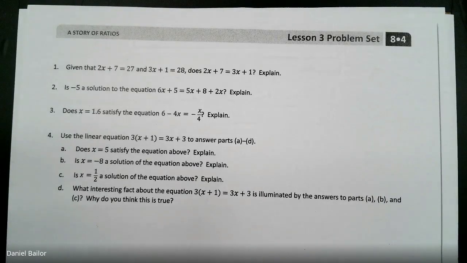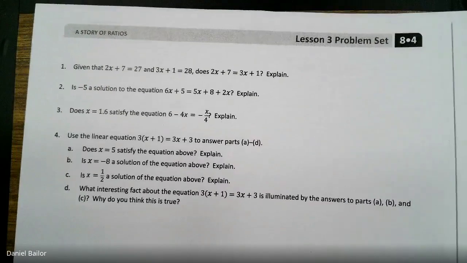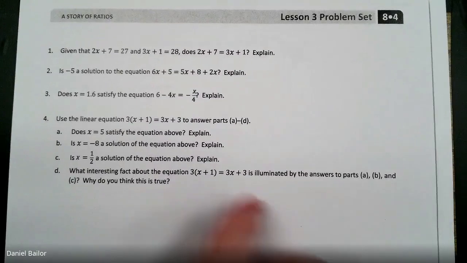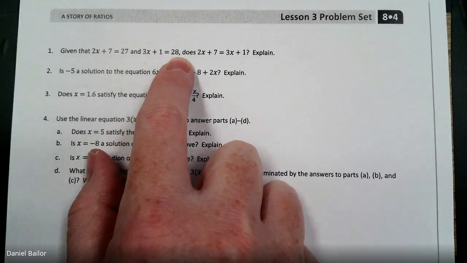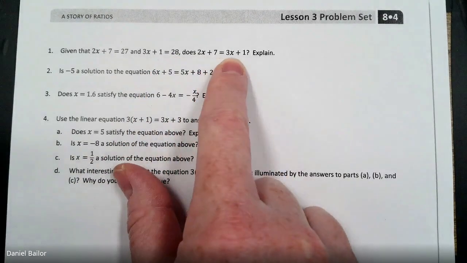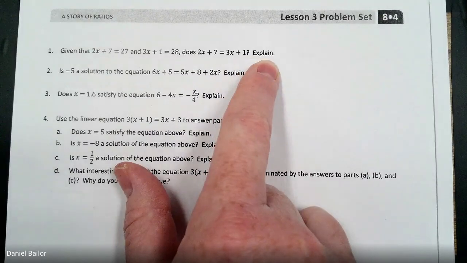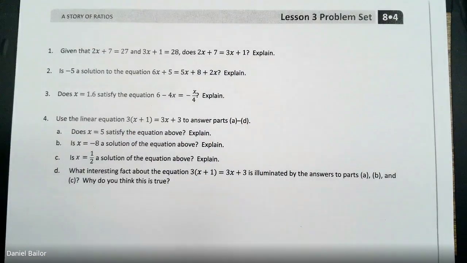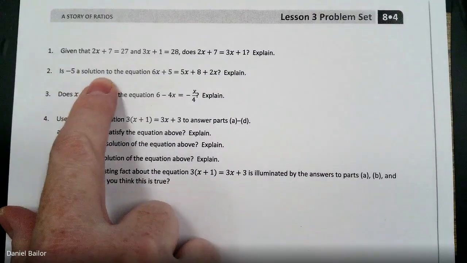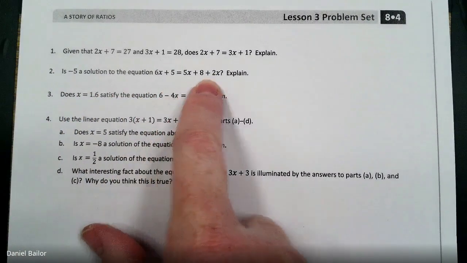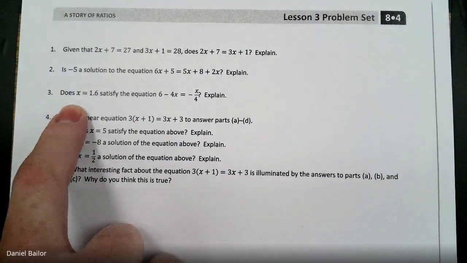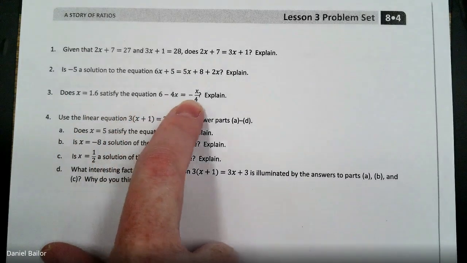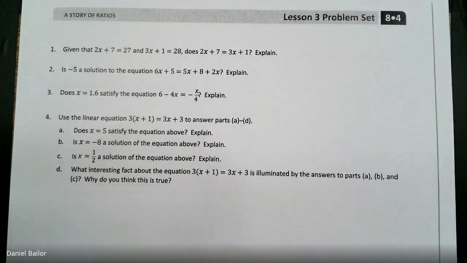And then your problem set is on page 27. And there are 4 questions on your problem set for practice. Number 1, given that 2x plus 7 equals 27 and 3x plus 1 equals 28, does 2x plus 7 equal 3x plus 1? Explain how you know or not. Number 2, is -5 a solution to this equation? Explain. So does -5 work in that equation? Number 3, does x equal 1.6 satisfy this equation? Explain. So does 1.6 work in this one?